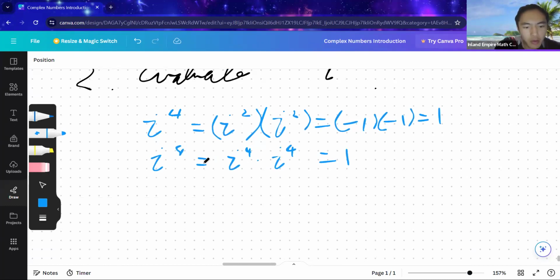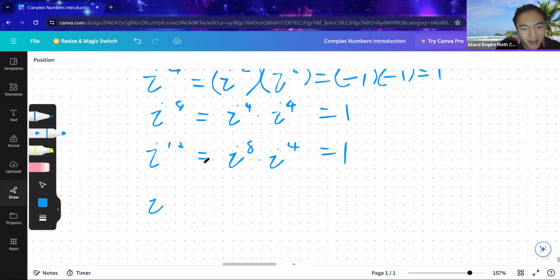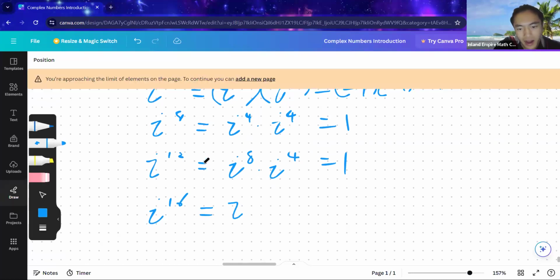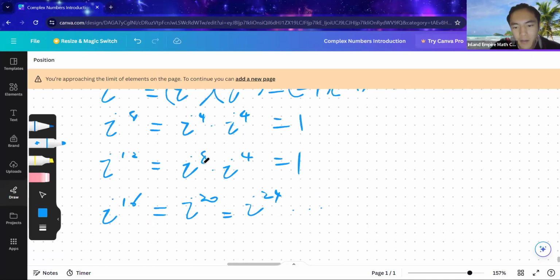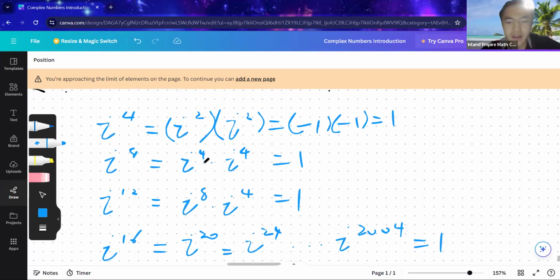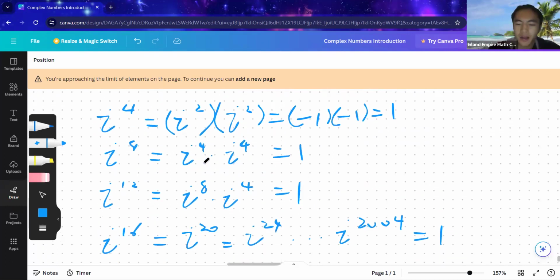Doesn't that mean i to the 12th power also equals 1, right? Because that's just i to the 8th power times i to the 4th power. Similarly, i to the 16th equals i to the 20th equals i to the 24th, all the way to i to the 2004 equals 1, right? All multiples of 4 give you 1.